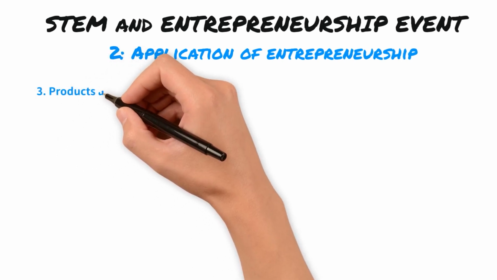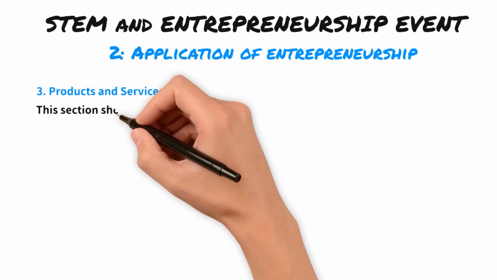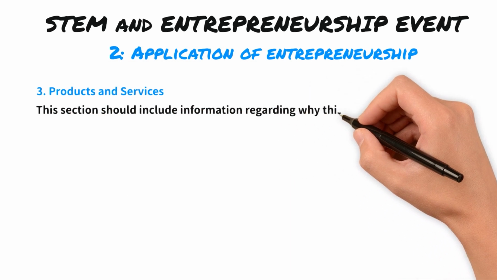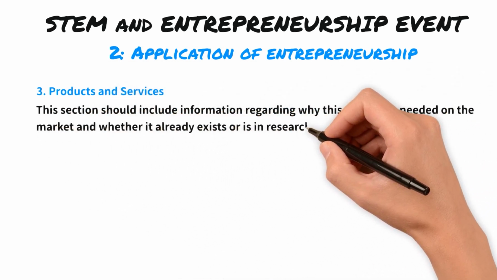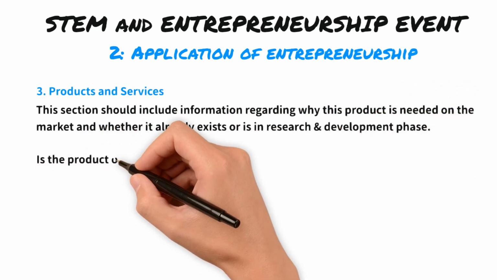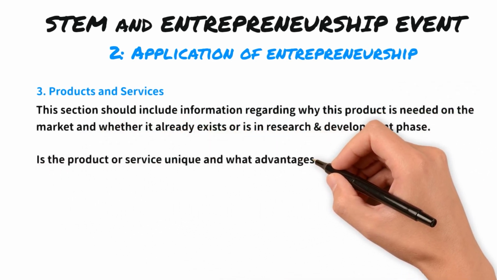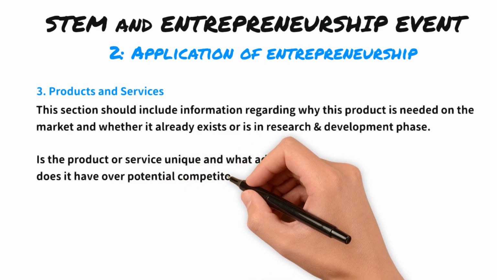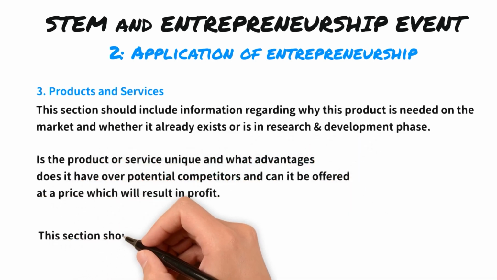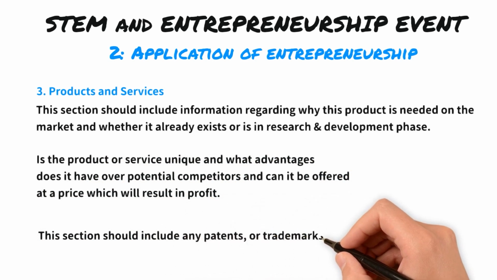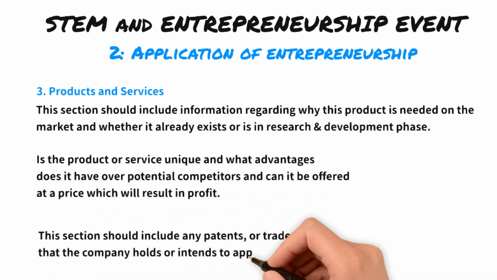Products and services. This section should include information regarding why this product is needed on the market and whether it already exists or is in research and development phase. Is the product or service unique and what advantages does it have over potential competitors, and can it be offered at a price which will result in profit? This section should include any patents or trademarks that the company holds or intends to apply for.